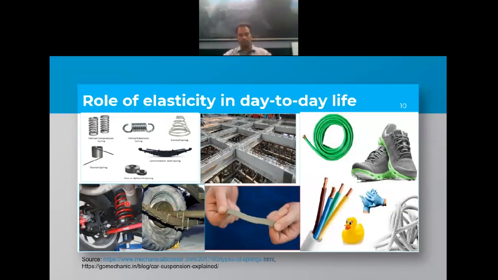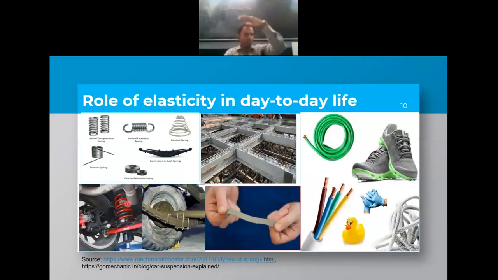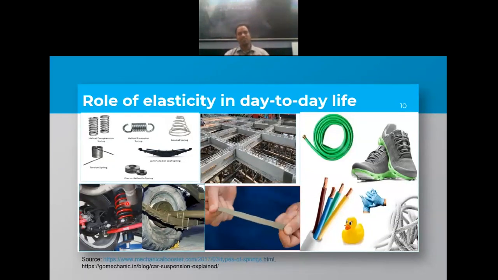Now you see the role of elasticity in day-to-day life. Almost in all parts of automobile engineering, starting from the suspension system, spring system, everything is because of elasticity. So this has to come back. Whenever the vehicle goes into a dip, what will happen? The spring will compress and then it will go back to its original position.